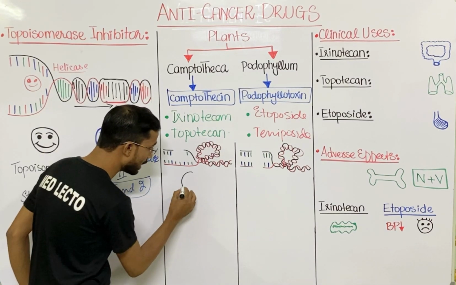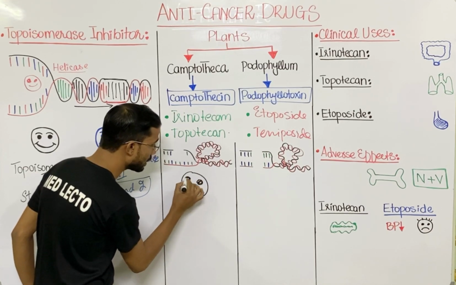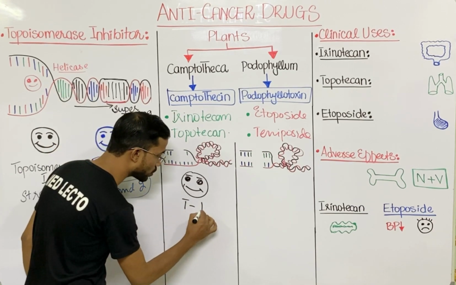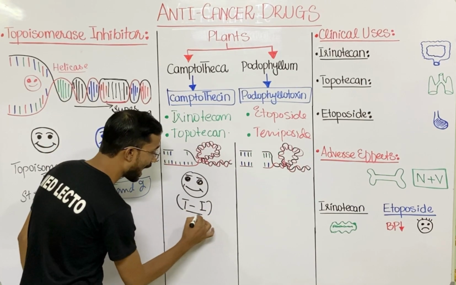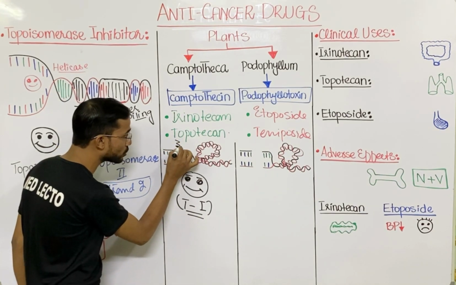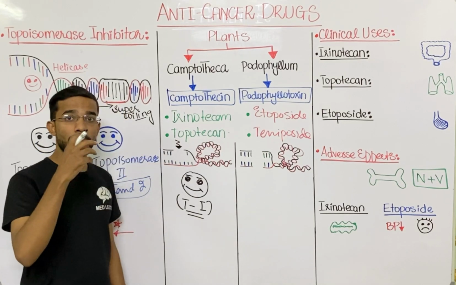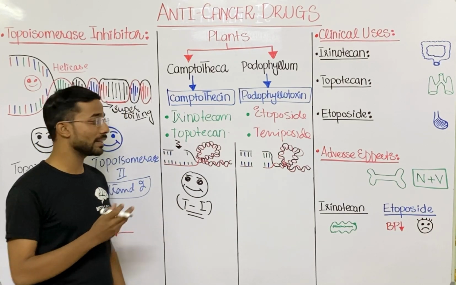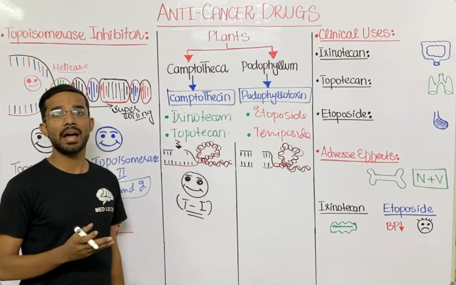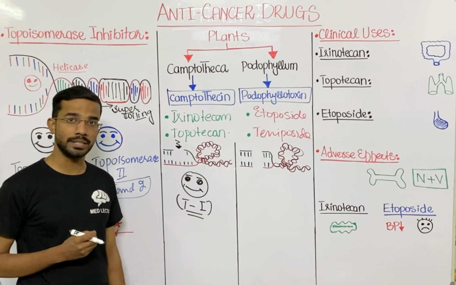So basically here is the enzyme, topoisomerase 1, and that enzyme will cut one strand of the DNA. When you see the breakage of one strand of the DNA, ultimately the torsional effect will reduce. That is helpful in the replication and the transcription of the DNA.